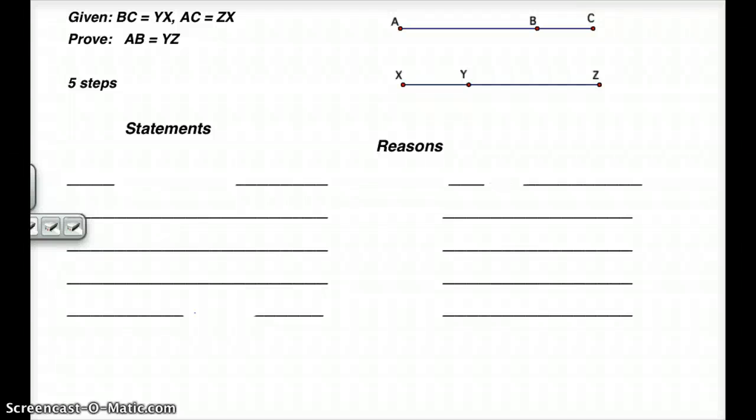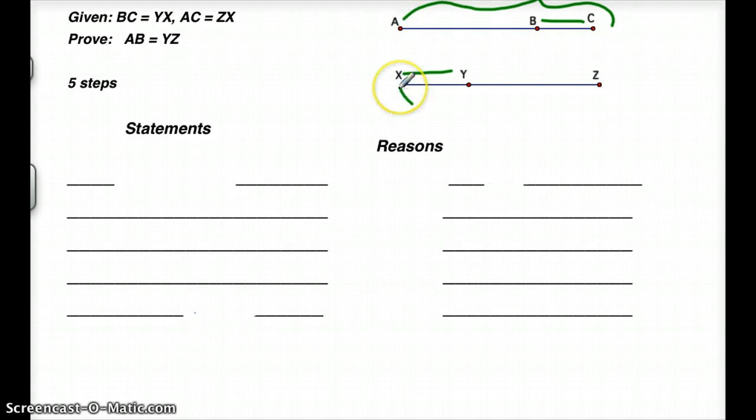Hi there, geometry students. We're continuing with our segment proof, so we're on the third one at this point. We're given BC equal to XY, and we're given AC, which is the whole entire line, equal to XZ, and we want to show that AB and YZ are equal. And so we have 5 steps here.